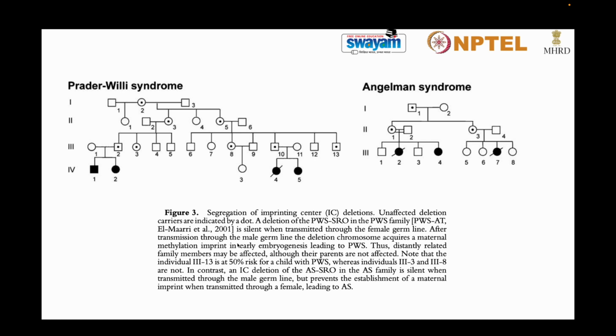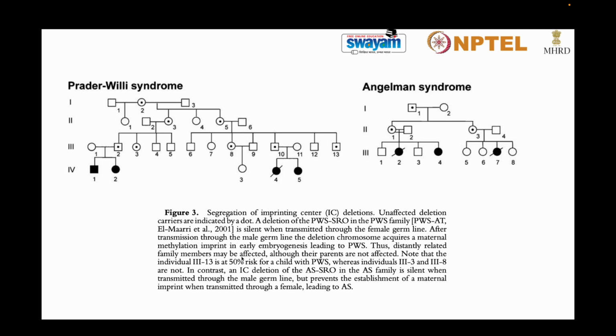After transmission through the male germline, the deletion chromosome acquires a maternal methylation imprint in early embryogenesis, leading to Prader-Willi syndrome. So whenever the male transmits it, there is a maternal methylation imprint, due to which it leads to Prader-Willi syndrome. So that's why the father will always lead to offsprings with Prader-Willi syndrome.